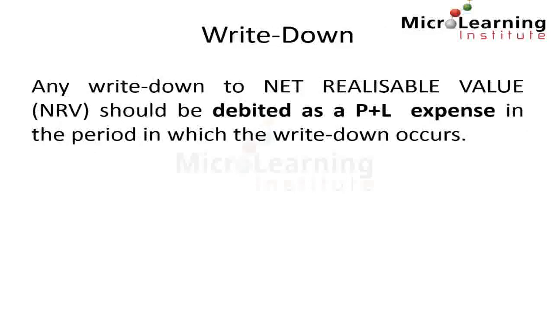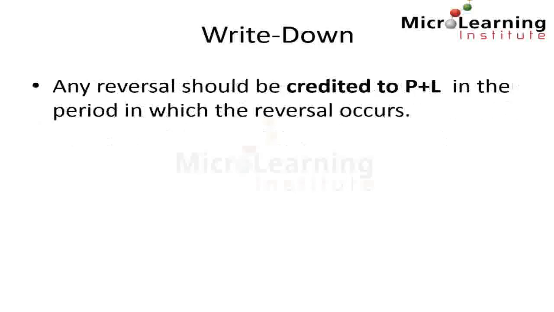Any write-down to net realisable value should be debited as a P&L expense in the period in which the write-down occurs. Any reversal of this write-down should be credited to the P&L in the period in which the reversal occurs.